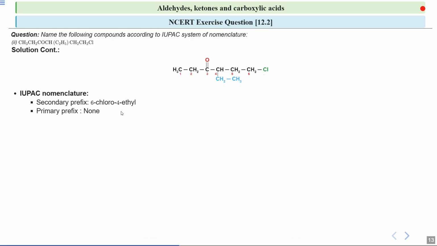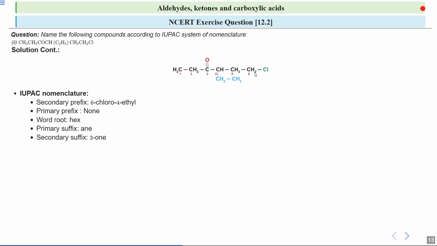Next, we have the primary prefix. Here we have no primary prefix because it is an open chain structure. Then comes the word root. This tells us the number of carbon atoms in the main chain. If you see the longest carbon chain, 1, 2, 3, 4, 5, 6, it has 6 carbon atoms. So the root word will be hex. Now comes the primary suffix, which indicates the type of carbon-carbon bonds. Since all the bonds are single, we use ane as the primary suffix.